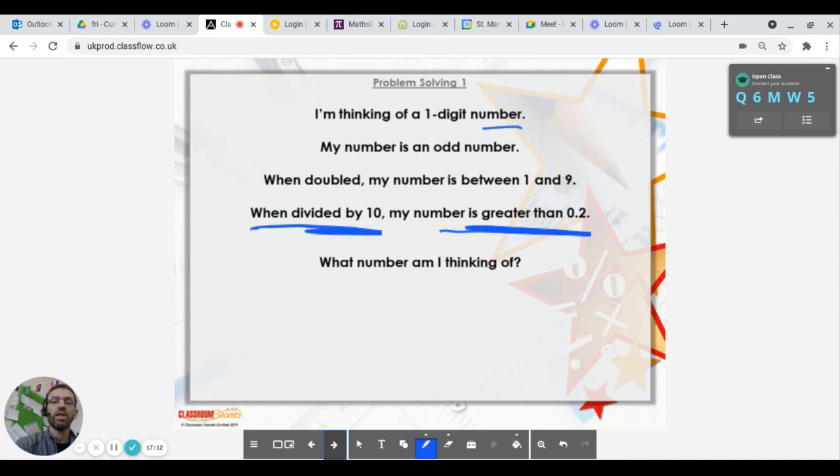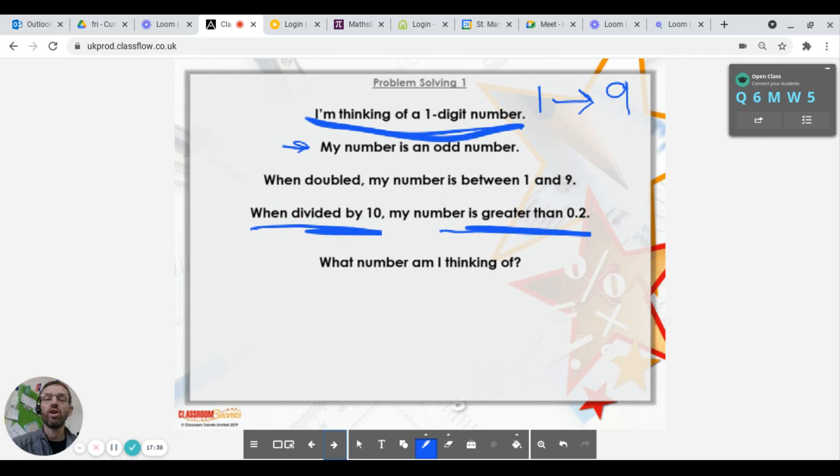I am thinking of a one-digit number. So if it's one digit, it's got to be somewhere between 1 and 9. That's not a takeaway, that's just like an arrow. So it could be 1, 2, 3, 4, 5, 6, 7, 8, or 9. It can't be 10, 11, or 12, or 57, or 3,246, because it is a one-digit number. Carry on. Go to our next clue.